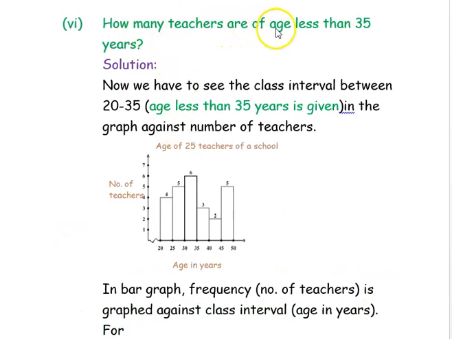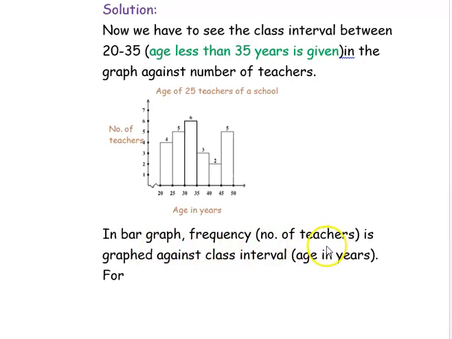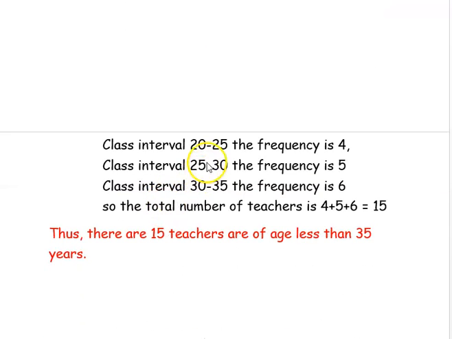Next question is, how many teachers are of age less than 35 years? So now we have to see the class interval between 20 to 35, that is age less than 35 years. In the bar graph, frequency, that is number of teachers, is graphed against the class interval age in years. For the class interval 20 to 25, the frequency is 4. For 25 to 30, the frequency is 5. And for 30 to 35, the frequency is 6. So the total number of teachers is 4 plus 5 plus 6, that is 15. Thus there are 15 teachers of age less than 35 years. Hope you have understood both the questions well.